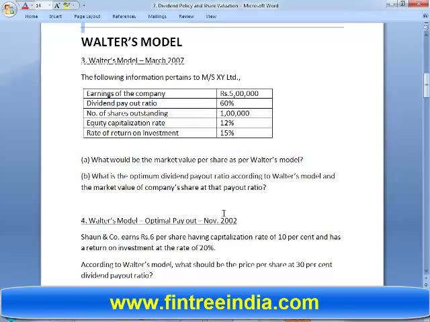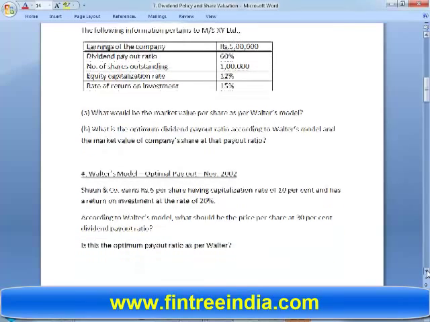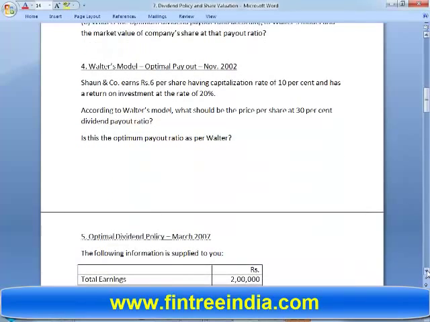Next question. Question number 4. Again Walter's model. Sean and company earns 6 per share having capitalization of 10% and return on investment of 20%. According to Walter's model, what should be the price per share at 30% dividend payout ratio? Is this the optimum payout ratio as per Walter model? A 4-mark question. Can you solve the first part? Value of stock. Good. Just rewrite the formula, write the extension of the formula, put the numbers, get the answer.